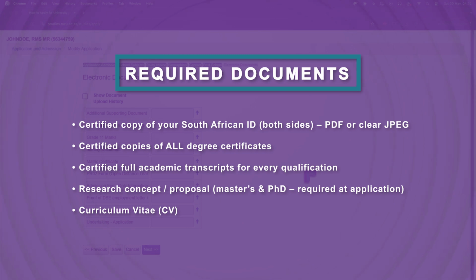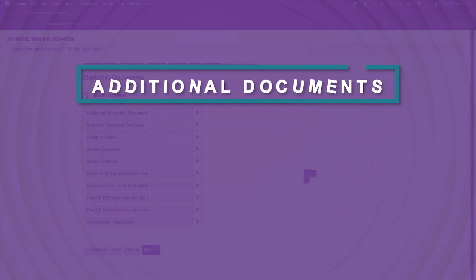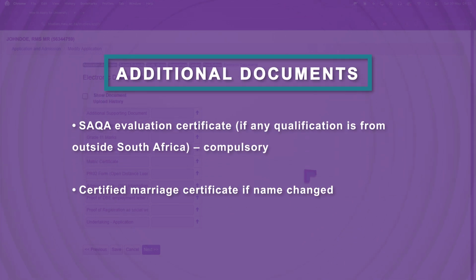Research concept or proposal for Masters and PhD are required at application. Curriculum vitae or CV. Additional SAQA Evaluation Certificate if any qualification is from outside South Africa. This is compulsory. Certified Marriage Certificate if name has changed.